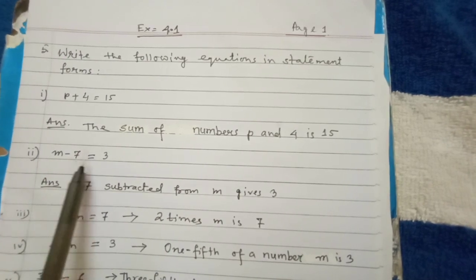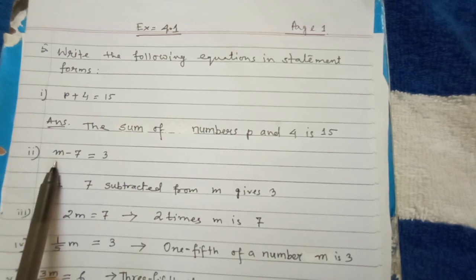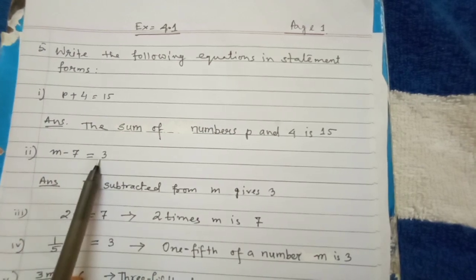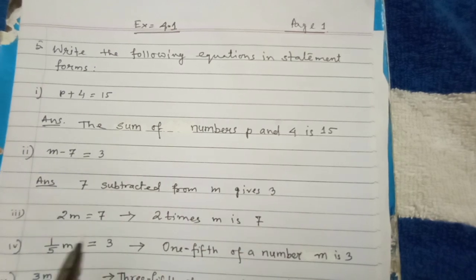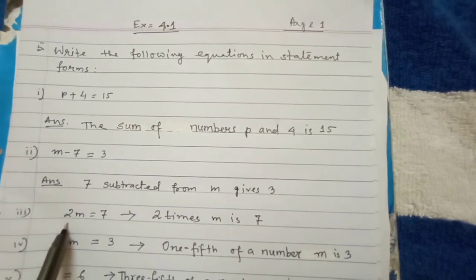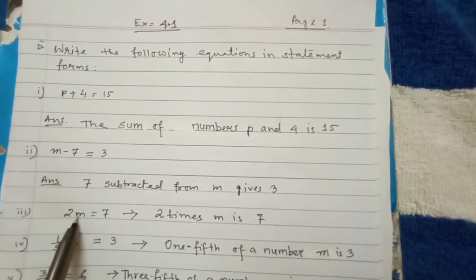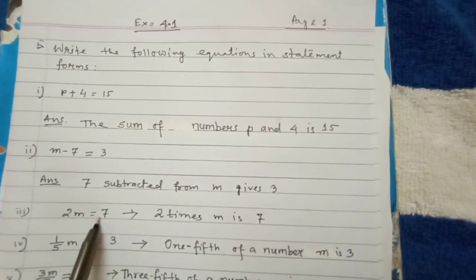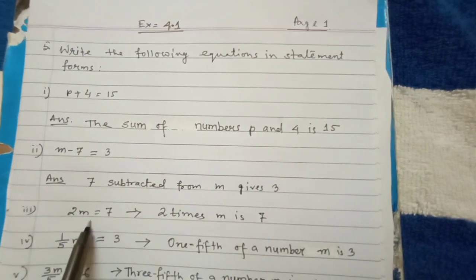m minus 7 is equal to 3. Now see, 7 is subtracted from m and the result is 3. 7 is subtracted from m gives 3. Next, 2m is equal to 7. 2 times m, 2 into m, that means 2 times m gives us 7. So 2 times m is 7. This is the statement for this equation.